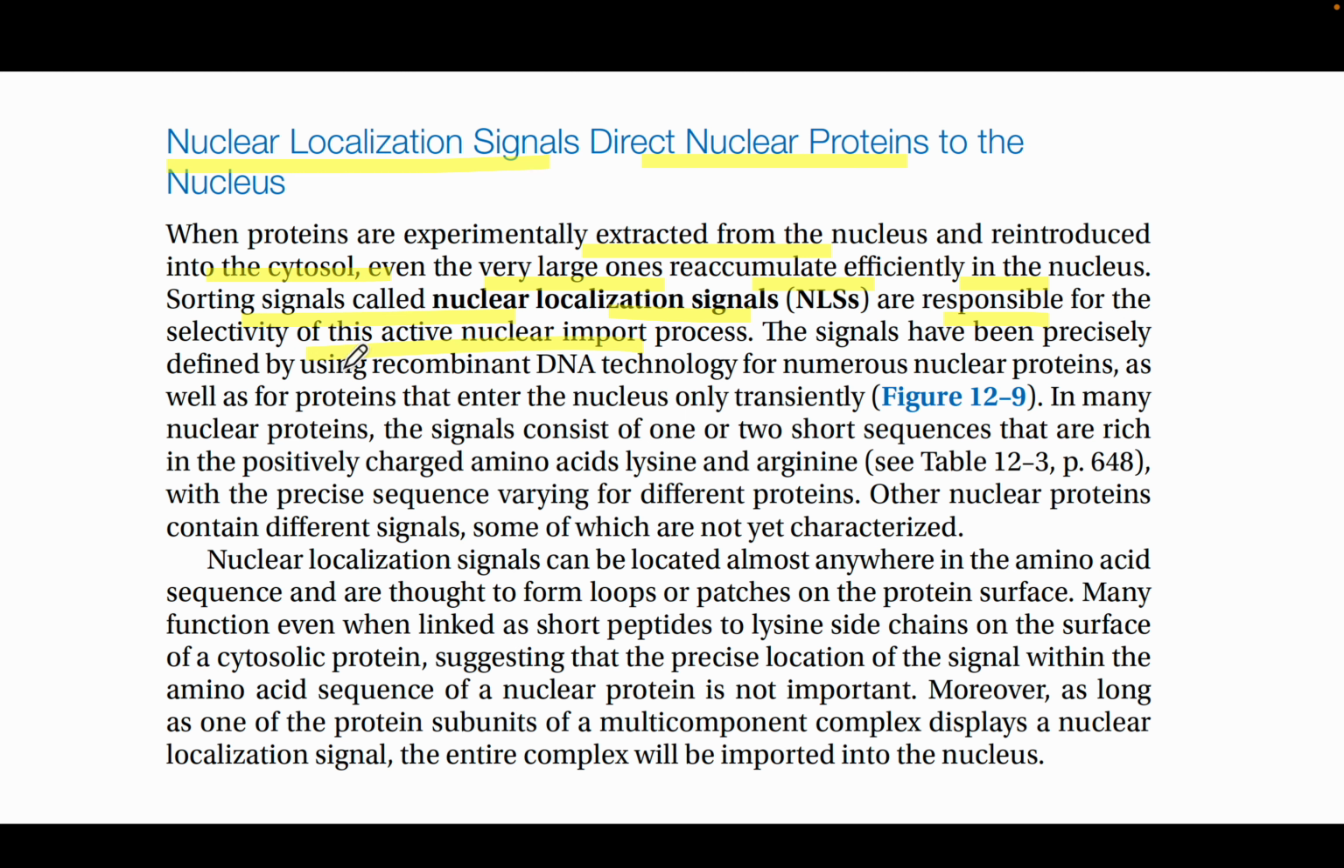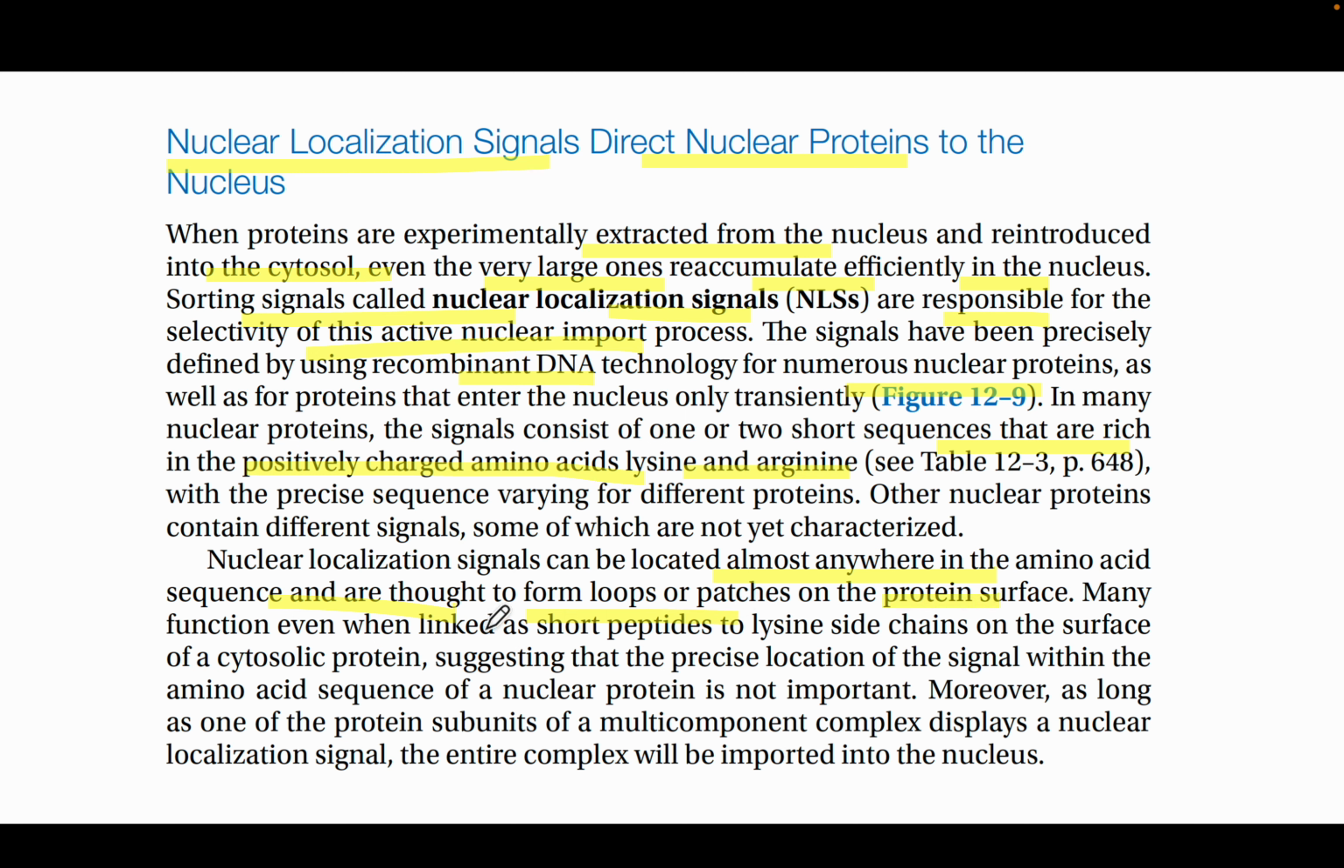The signals have been precisely defined by using recombinant DNA technology for numerous nuclear proteins. In many nuclear proteins, the signals consist of one or two short sequences that are rich in positively charged amino acids, that is lysine and arginine, with a precise sequence varying for different proteins. Other nuclear proteins contain different signals, some of which are not yet characterized. Nuclear localization signals can be located almost anywhere in the amino acid sequence and are thought to form loops or patches on the protein surface.